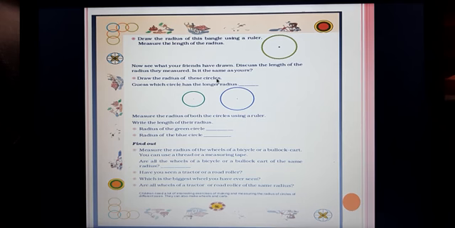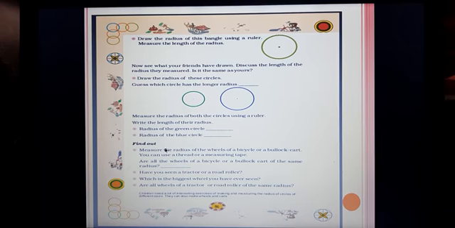Draw the radius of these circles. Guess which circle has a longer radius. You have to find out. Draw the radius, find out the centimeters, and measure the radius of both the circles using a ruler. Write the length of the radius for the green circle and the blue circle. Whatever the measurements are, use a scale, ruler and pencil, and write the values in the given blanks.